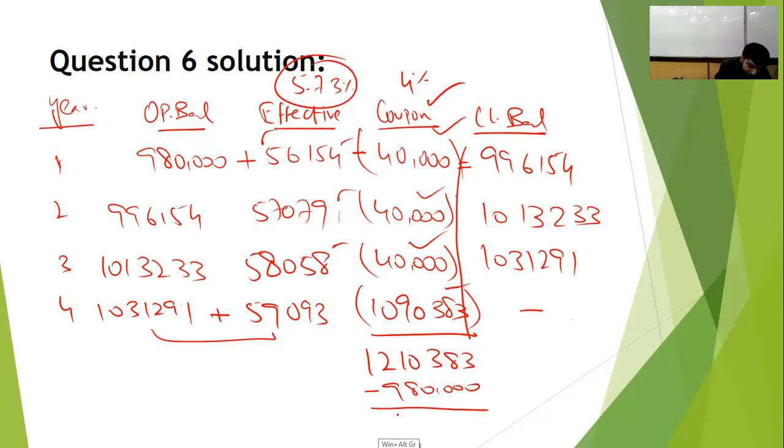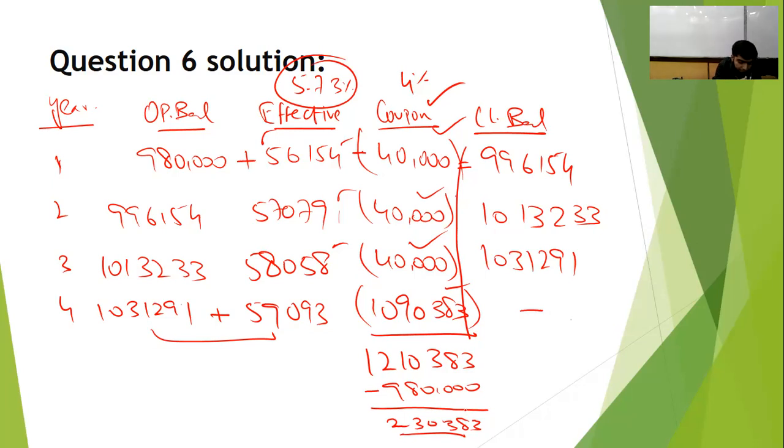It's 2,30,000. It's 2,30,383. If I'm making an investment of 9,80,000 and I'll be getting 12,10,000, what is the difference amount? What is that difference amount actually? Is it 2,30,000?